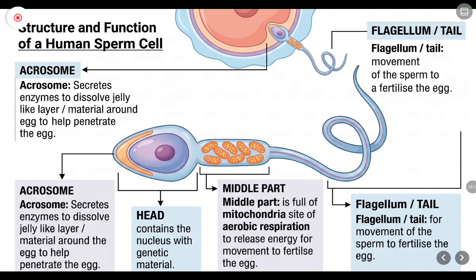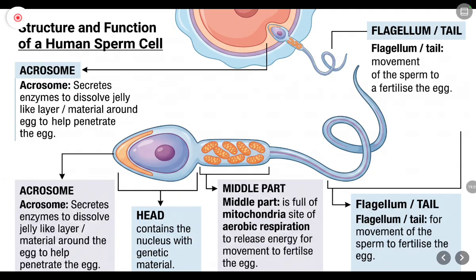First of all, you can see this is the structure of a sperm cell. First, we have an acrosome, and that acrosome is that upper layer. See that upper layer there. This front part of the sperm cell, the yellow colored part, is the acrosome.